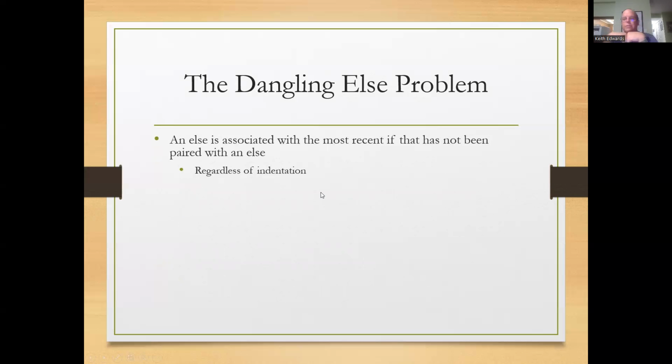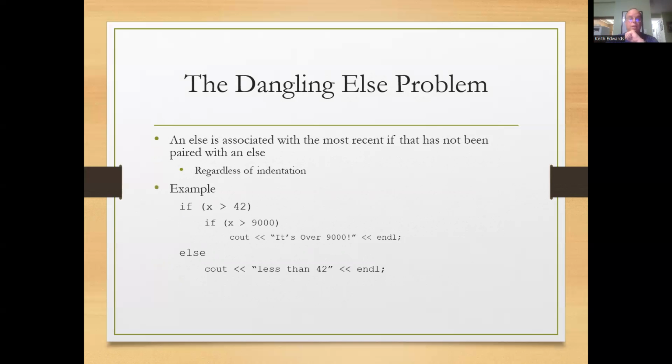Last but not least is the dangling else problem. The else gets associated with the most recent if statement that has not been paired with an else, and that's regardless of the indentation. Here, indentation doesn't matter. In some other languages, it does matter. So in this example, if x is greater than 42, then we go and see if x is greater than 9,000, output it's over 9,000. Otherwise, output it's less than 42. Now, you would think that the else was paired with the first if, but it's actually paired with the one if x is greater than 9,000.